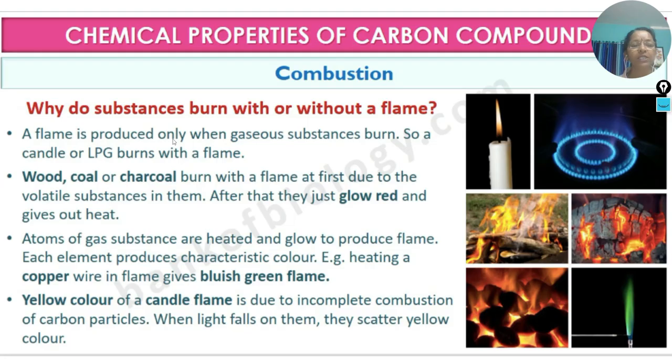Now, why do substances burn with or without flame? Certain substances burn with flame, whereas certain substances burn without flame. A flame is produced by the burning of gaseous substances. A candle, even though it is a solid substance, gives a flame because while burning, the solid wax melts, rises up through the wick and changes into the gaseous form. Then it produces a flame.